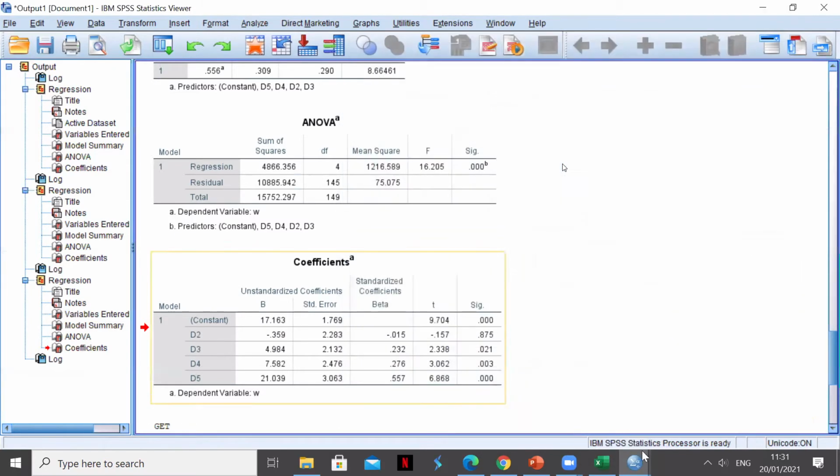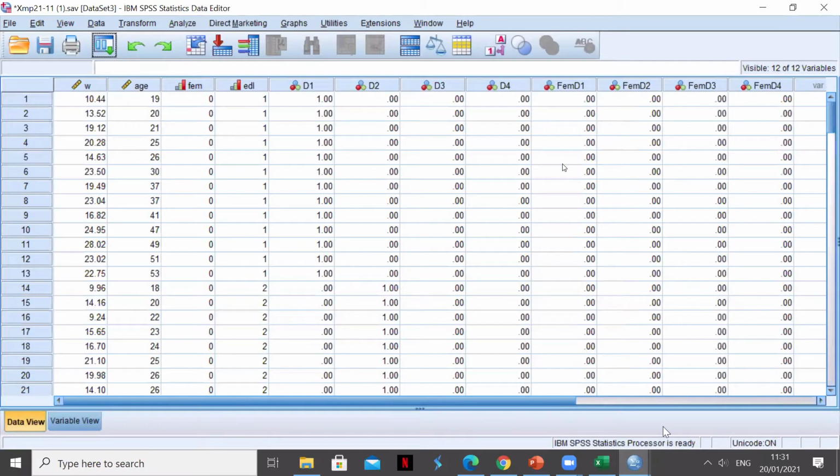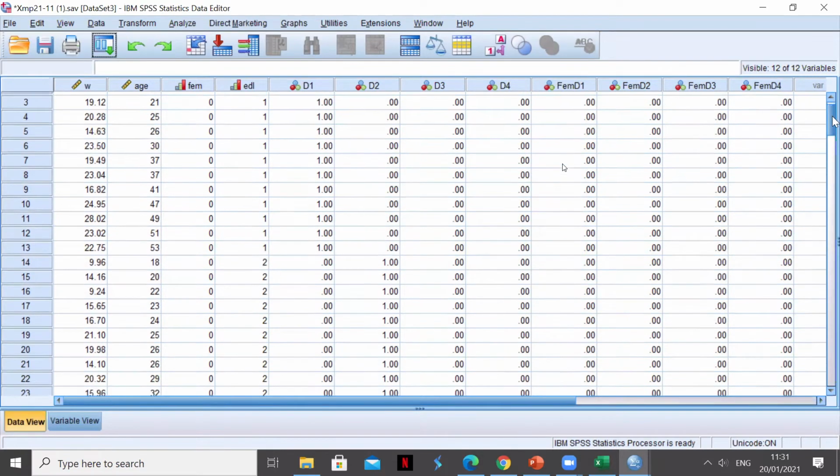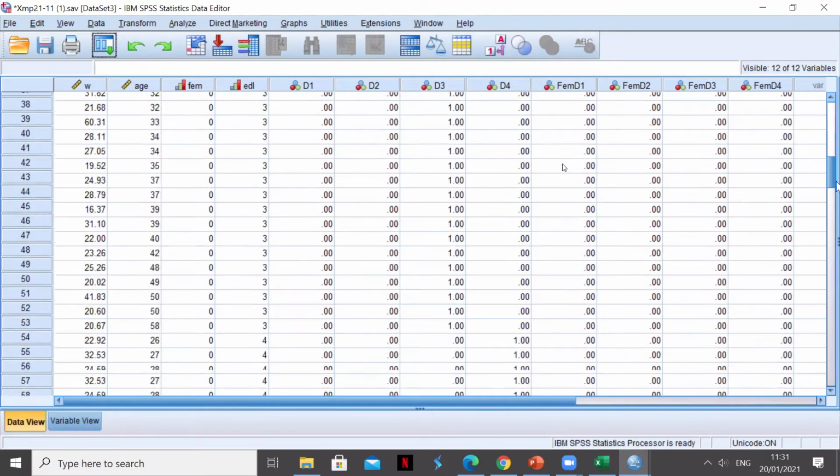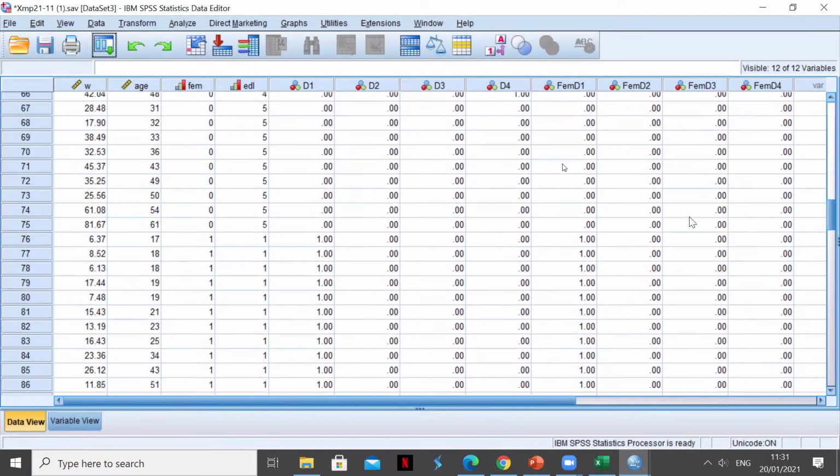And now if we look at our data, this is now our data. FemD1 is 0, 0, 0. And when is it going to be 1? If you have a female and an education level of 1. So is it ever going to, yeah, here it's 1. So we should have a female. Yes, we do. And we have education level 1. So they're both 1, and you get 1.